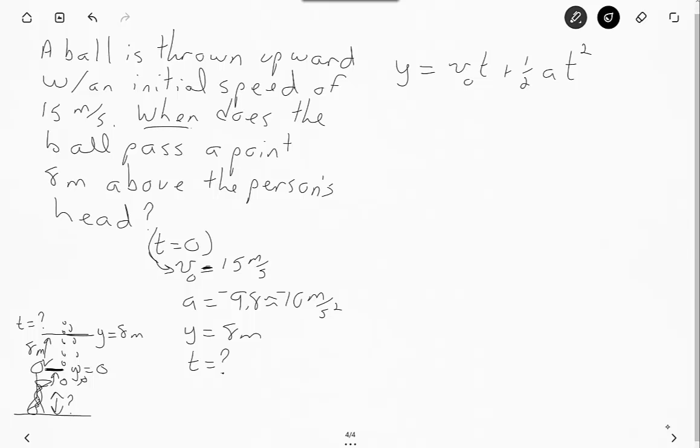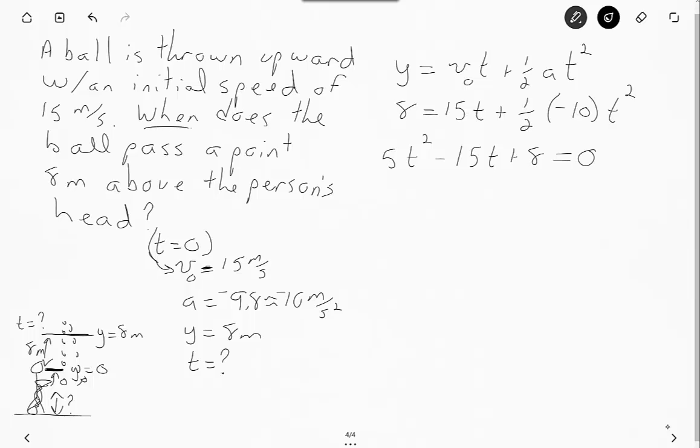So when we plug in our numbers, our y is going to be 8. Our v naught is 15. We have no idea what t is. Again we have 1/2, but now the acceleration is negative 10 this time, times t squared. I'm going to rearrange this equation and get everything to one side. So 1/2 times negative 10 is negative 5. If I move it over here, I get 5t squared. I'm going to move the 15t over, so minus 15t plus 8 equals 0.